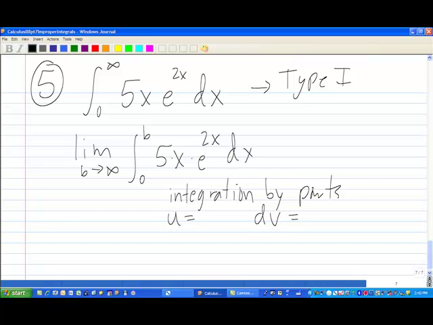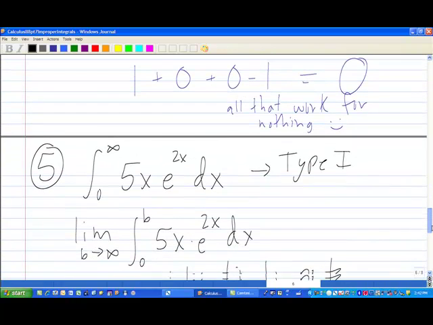So if we let u be, let's see, we have 5x and an e to the 2x. Let's let u be 5x. That means dv is e to the 2x dx. Go ahead and take the derivative of u. du is 5 dx. The integral of dv is v, which is the integral of e to the 2x, 1/2 e to the 2x. And we'll see very soon that this integral is going to be a lot nicer to work with.